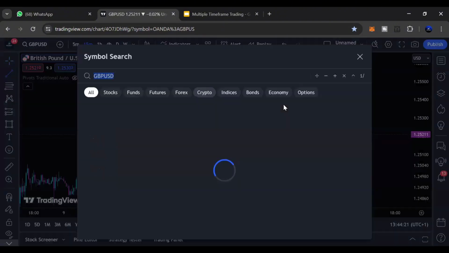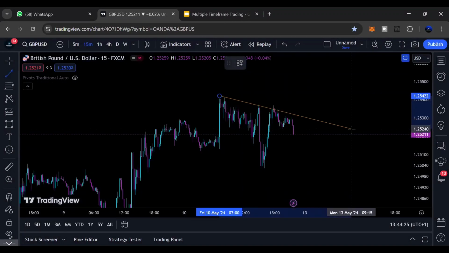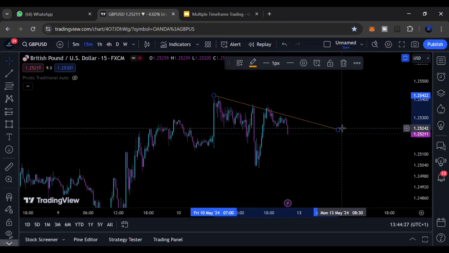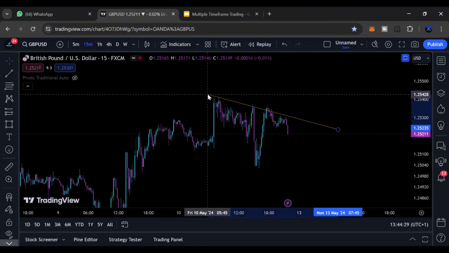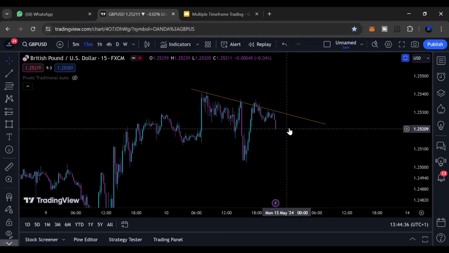This has already touched the resistance, not breached. I don't know why I keep saying breached. Okay, this has already hit the resistance and it's reversing. So here it's telling you to do what? Here it's telling you to sell. Your lower time frame, which is the 15-minute time frame, is telling you to sell.